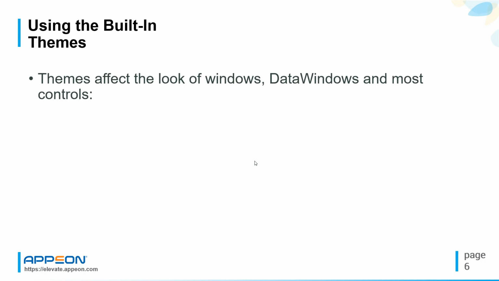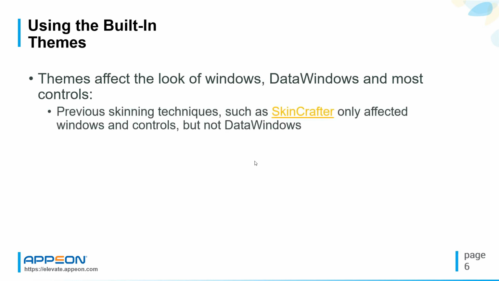So themes affect the looks of data windows, and most controls. I'd done some blog articles much earlier about trying to theme applications with stuff like a tool called SkinCrafter, for example. And the problem with most tools that are available for skinning Windows applications is that they interact with the window controls APIs. So there's an API you can use to talk to all the command buttons and to all the list boxes. They're all standard Windows controls, and so these tools can get in there and they can interact with the controls and provide however you're going to theme them.